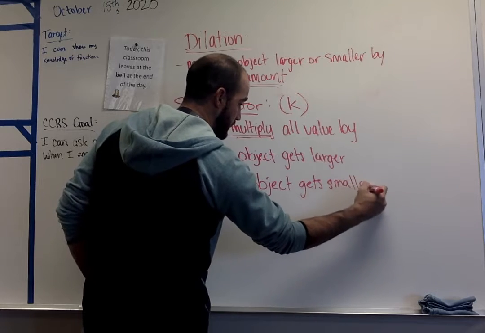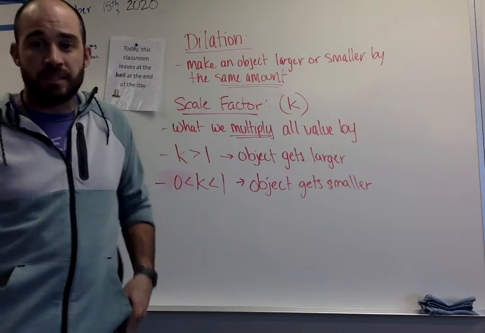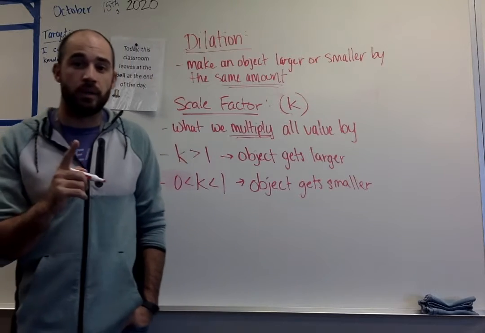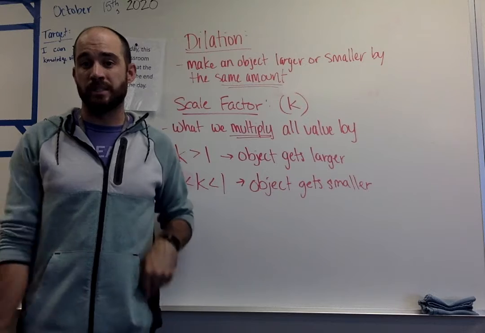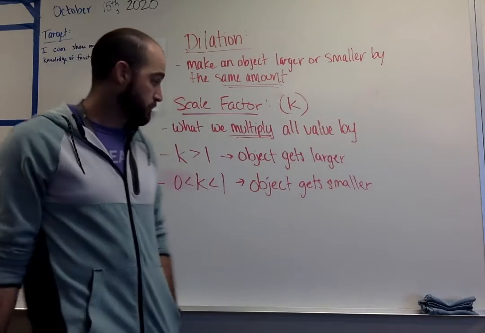I did ask my students in class today, what happens if our k value or our scale factor is 1? Well, if it's 1, the object's going to stay the exact same size and shape, because if I multiply anything times 1, it doesn't change that value.